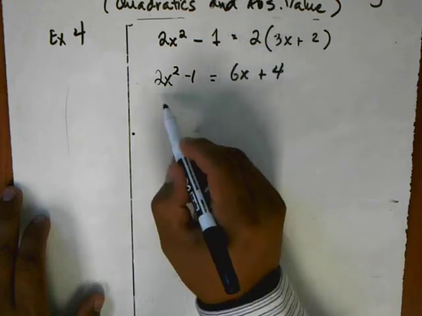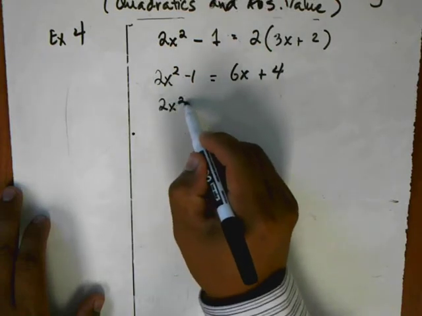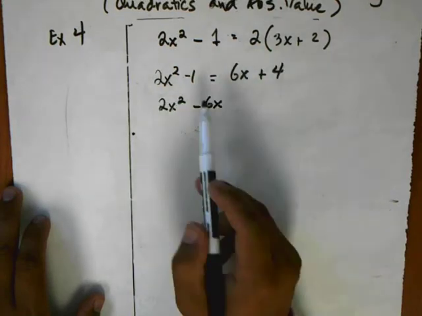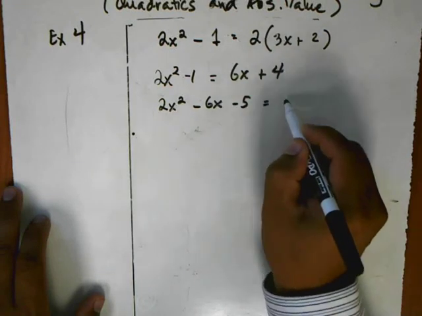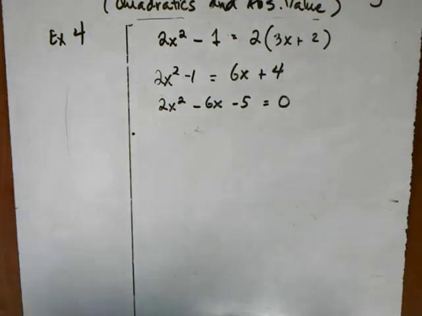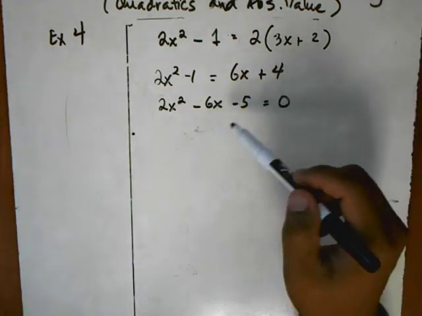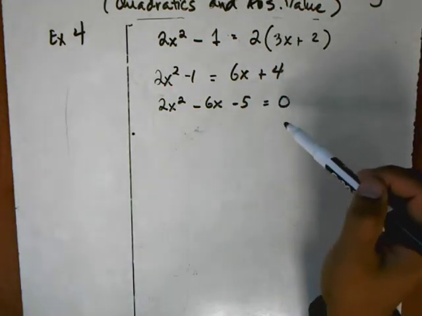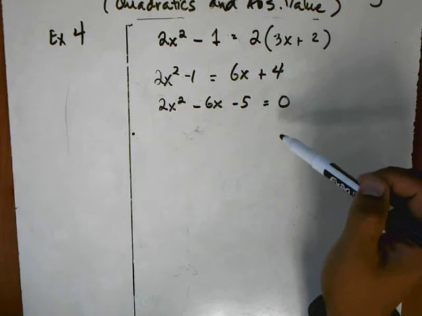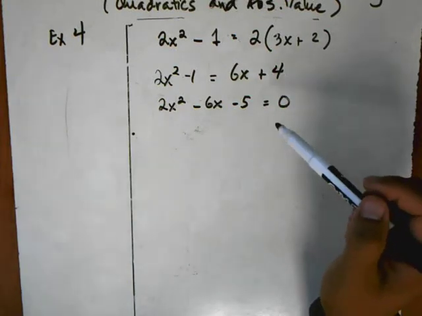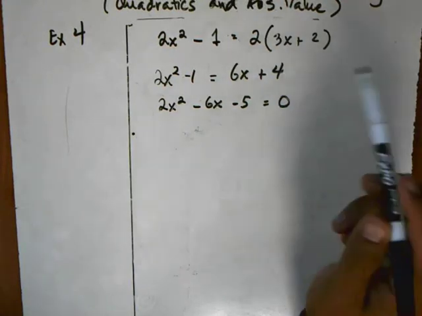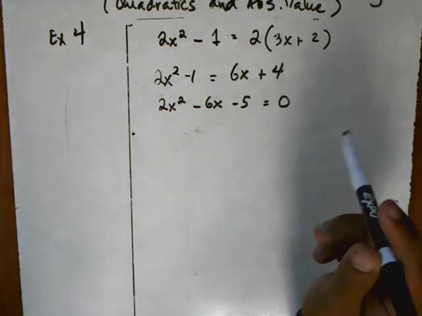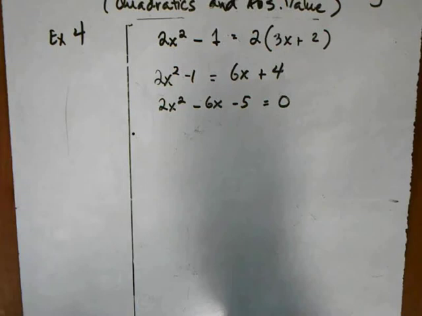Then move everything to the left side. So I get 2x squared minus 6x, negative 1 minus 4 is negative 5, equals 0. And here I'm going to try my best to somehow simplify this or to factor it, but I don't think this can be factored. We can give it a shot, but I think it's going to be very difficult. It's probably impossible, since you're not going to have a nice number there. So we're going to try completing the square.